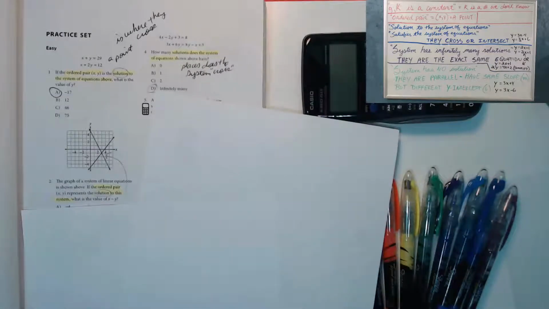Let's go to number 2. You're going to highlight any phrases I have on the board. A graph of a system of linear equations is shown above. That doesn't really matter if you read that or not. It's just stating I have a picture of two lines. Then, if the ordered pair x y represents the solution to this system, what is the value of x minus y? You're highlighting those because you can say, if a point is where the lines cross, what is the value of x minus y? For now we're just highlighting.